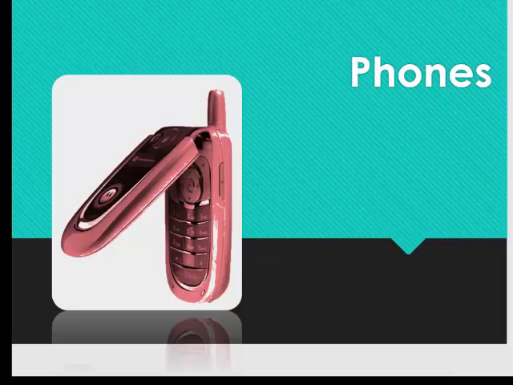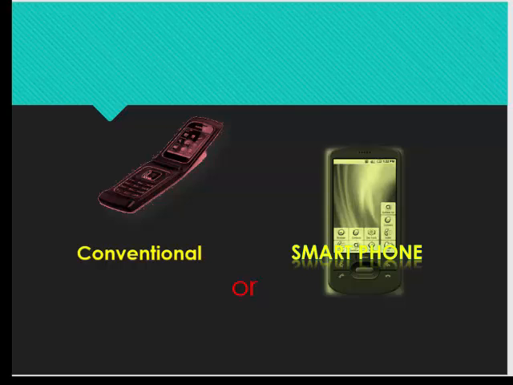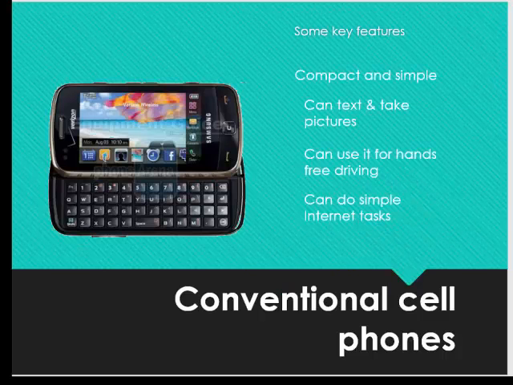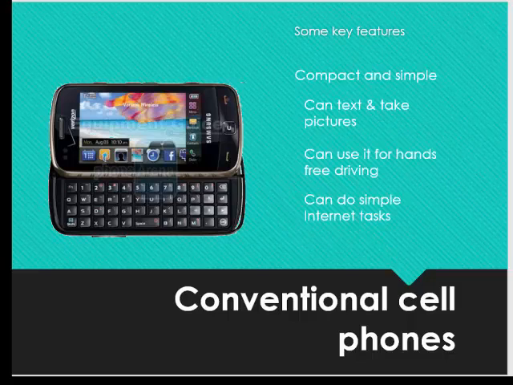Next, we're going to talk about phones. A conventional phone is an old flip phone. It's simple, compact, and can be used to text and take pictures. It allows Bluetooth for hands-free usage. It can do simple internet tasks, but it's really not designed for fast browsing.